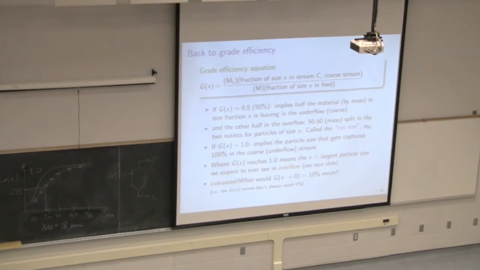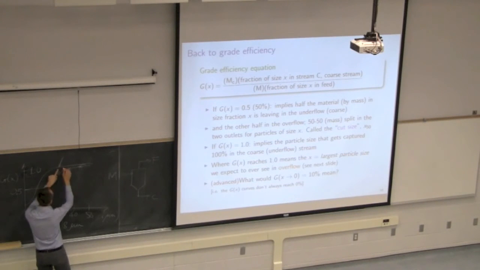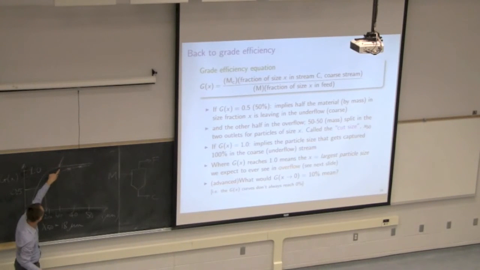So if you get a g of x equal to 1, you're getting 100% of particles of that size reporting to your coarse stream, and you should have no particles of that size in your overflow. In other words, where g of x reaches 1 is about the largest particle size we should ever expect in the overflow. So at this point where g of x reaches 1, we should just start to see particles of that size, 30 microns, in the overflow. But for the most part, most of them will report to the underflow.